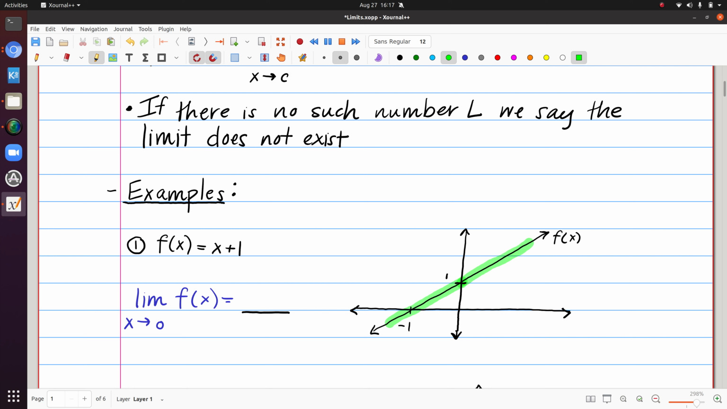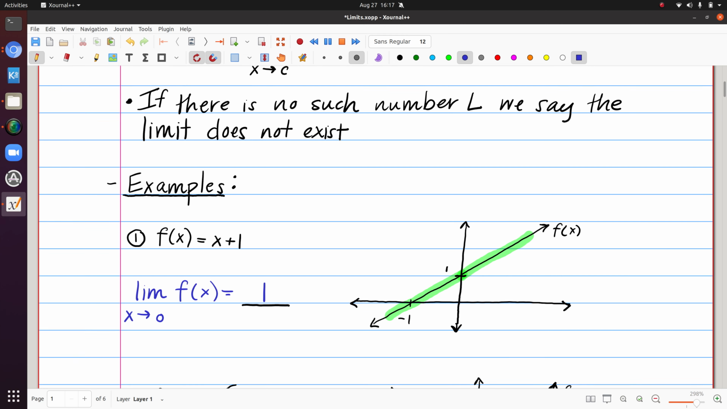The question we're considering is, can we find a y value that these both seem to trend toward? And the answer is yes, they both head toward 1. So that's going to be the limit in this instance. So we put that in. And again, in this example, it just so happens to also equal the value of f of 0.